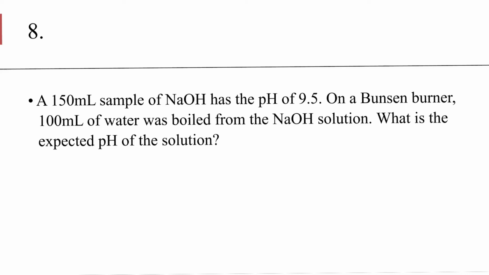So here it says a 150 ml sample of NaOH has a pH of 9.5. On a Bunsen burner, 100 ml of water was boiled from the NaOH solution. What is the expected pH of the solution now? All right, so after you evaporated it, okay, so initially you start off with 150 mils. You subtract off 100 and you get approximately 50 mils. All right.